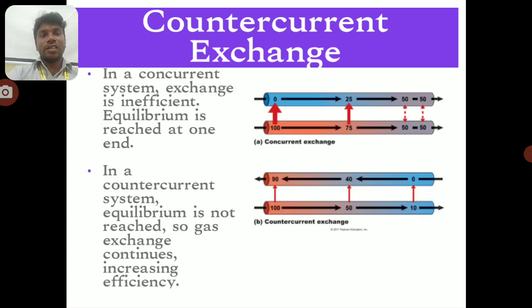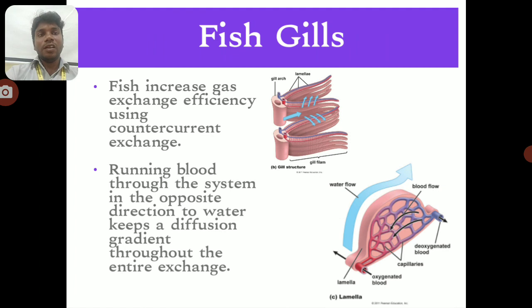In a concurrent system, exchange is insufficient because equilibrium is reached at one end. In a countercurrent system, equilibrium is not reached, so gas exchange continues, increasing the efficiency. Fish increase gas exchange efficiency using countercurrent exchange, with blood running through the system in the opposite direction to water, keeping a diffusion gradient throughout the entire exchange.